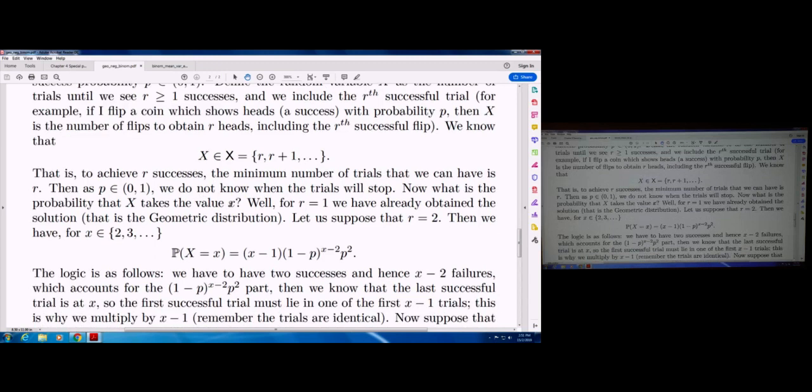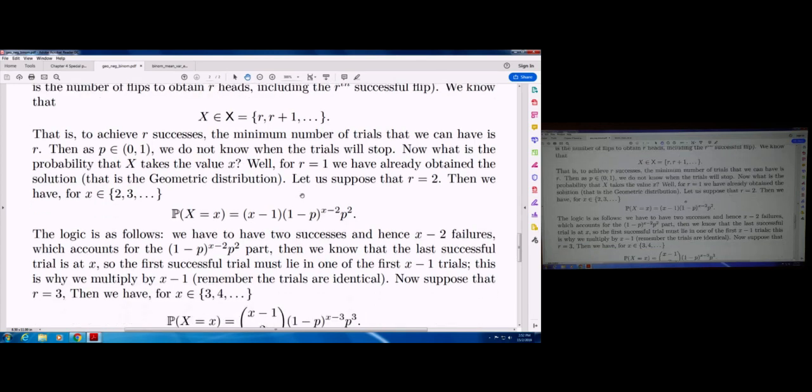Okay, so now we ask our question, what's the probability mass function? That's what this question asks here. What is the probability that X takes the value little x? Now if little r is equal to 1, we know the answer. That was the geometric distribution, so we have done that case. That's why I think it's easier to start with the geometric. If you understand the geometric, the negative binomial is slightly easier to understand. Okay, so now let's suppose r is 2, because that's easier.